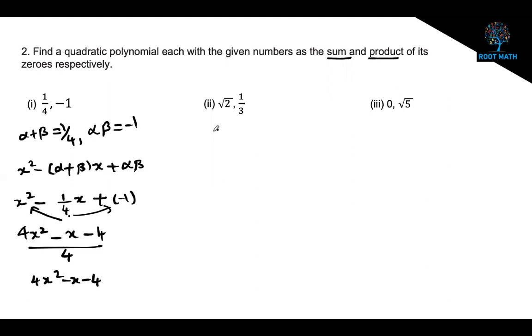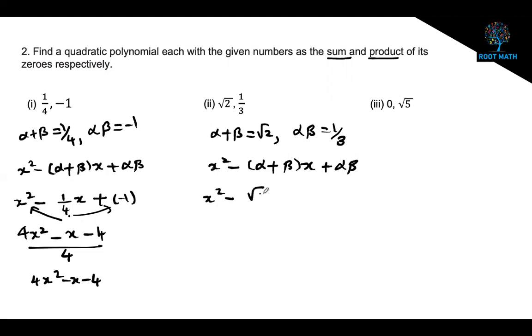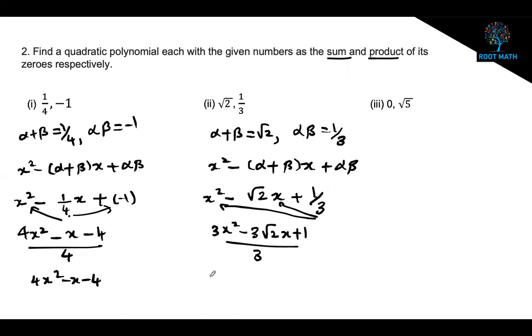Okay, and the next one, alpha plus beta is equal to root 2 and alpha beta is equal to 1 over 3. Here, x squared minus sum of zeros times x plus product of zeros. So x squared minus sum of zeros, root 2, so root 2x. Product of zeros is 1 over 3. You can't leave it like this, so multiply with these numbers, that means you are taking the LCM. So 3x squared minus 3 root 2x plus 1 over 3. Write only the numerator, 3x squared minus 3 root 2x plus 1. That is the required expression.